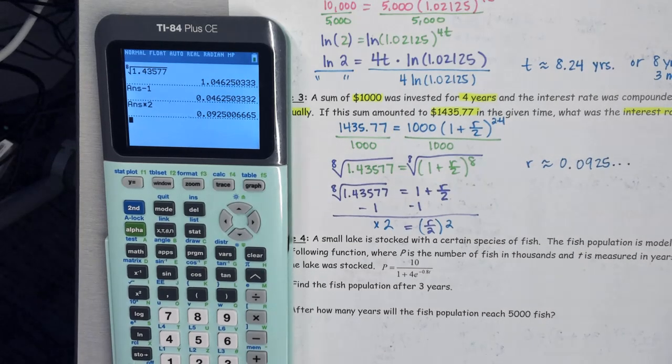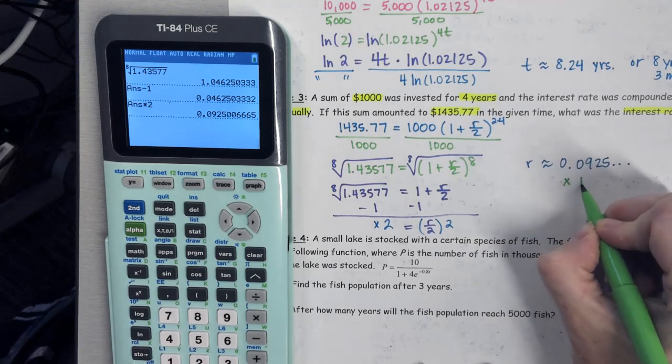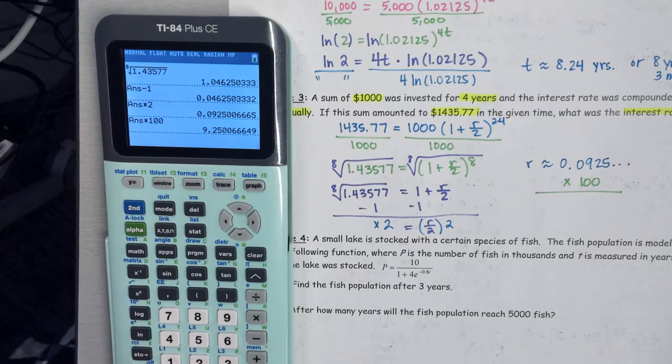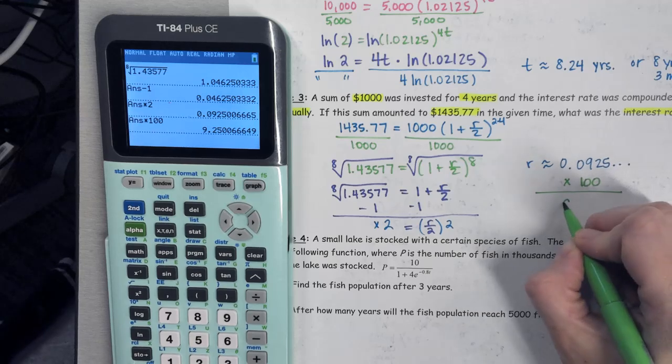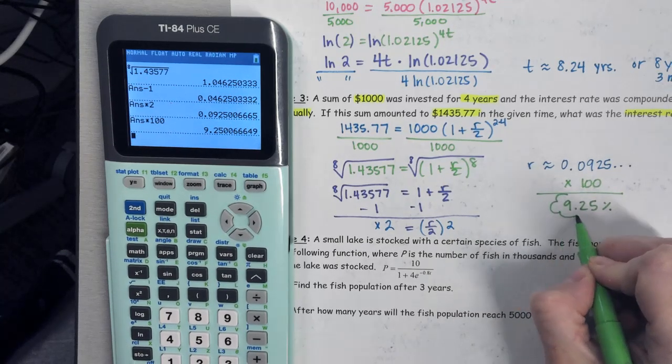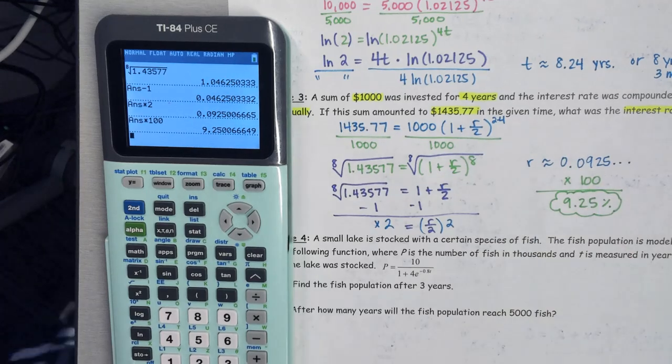0.0925. If you want to find what the interest rate is, you're going to write your answer as a percent. So you're going to take that value and multiply by 100. Okay, and with those, I'll either have you round to the nearest tenth or hundredth, because this is so nice at 9.25, we'll keep it at 9.25%.